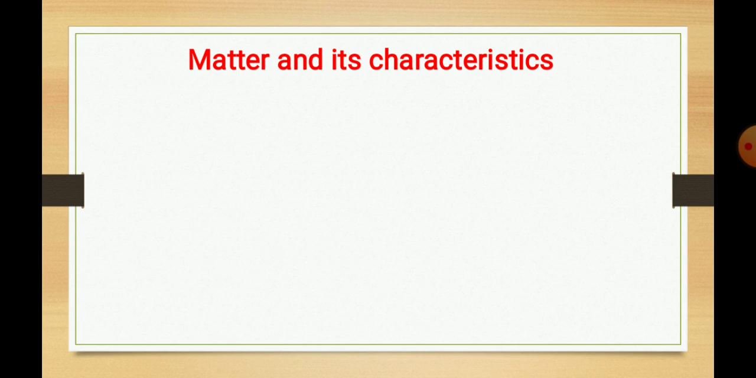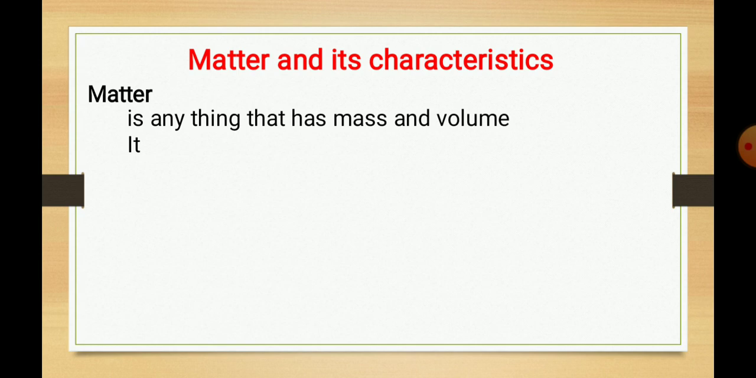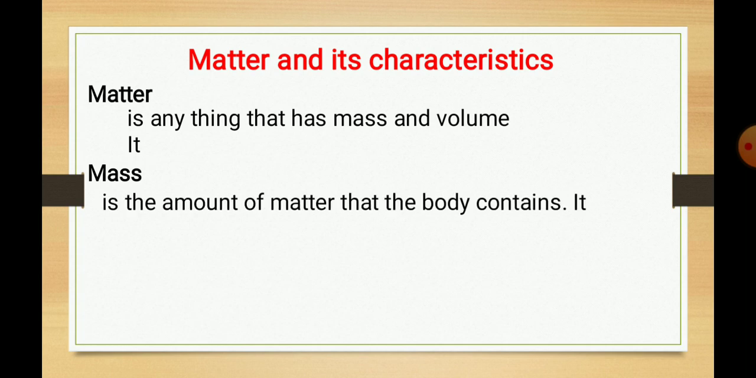So, we will start with the definition of matter. Matter is anything that has mass and volume. So, what is the meaning of mass and what is the meaning of volume? First, mass. It is the amount of matter that the object contains or that the body contains. And the measuring unit of mass is gram or kilogram.